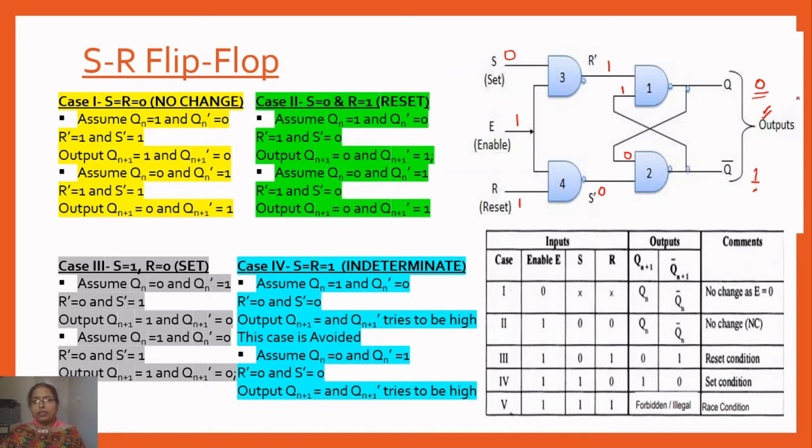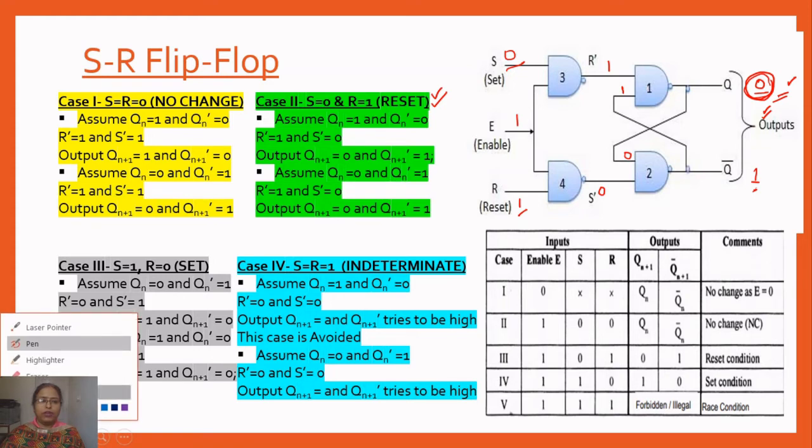But in case the previous is 1 here, it is changed to 0. So in this case, when S is 0, R is 1, the flip-flop is said to be reset because this Q output is 0. That's why it is said to be reset.